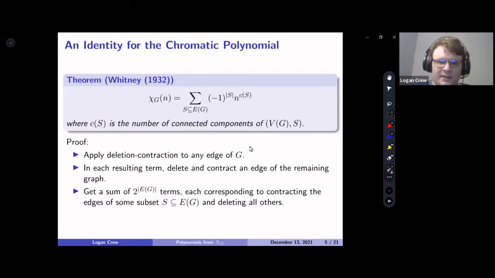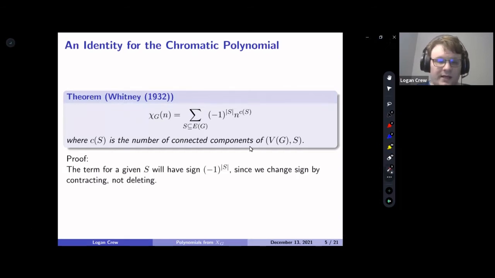If you apply deletion-contraction to an edge of G, and then in each of the two resulting terms, you pick a different edge and delete and contract it, since in both of those that edge is missing, well, overall, you're going to get a sum of 2 to the number of edges terms. And each term could correspond to contracting all the edges from some subset S and deleting the remaining ones.